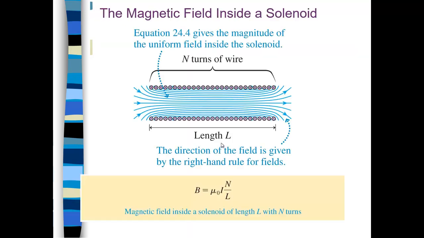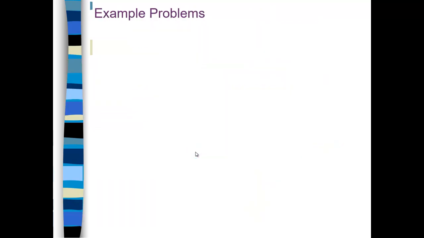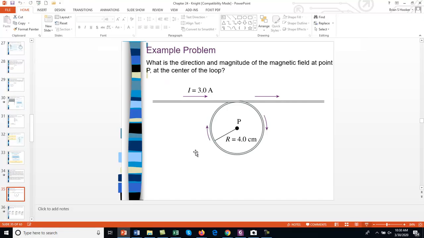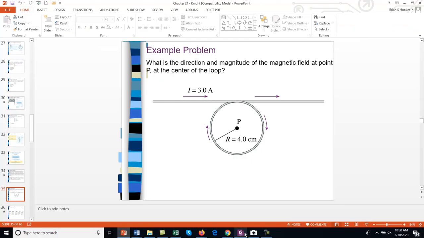So we go up a few slides. If we have a single loop, then the magnetic strength B is equal to our permeability constant times our current divided by 2R, where R is the radius. Then we go back to our example problem and switch to the doc cam to write down some of our information. So B is equal to our permeability constant times our current divided by 2R.